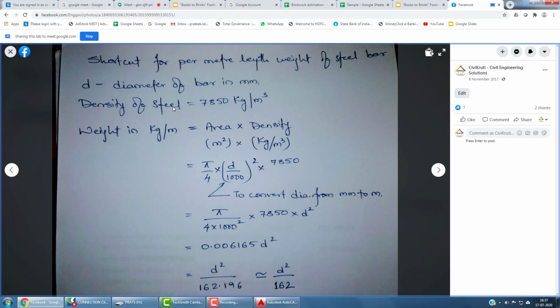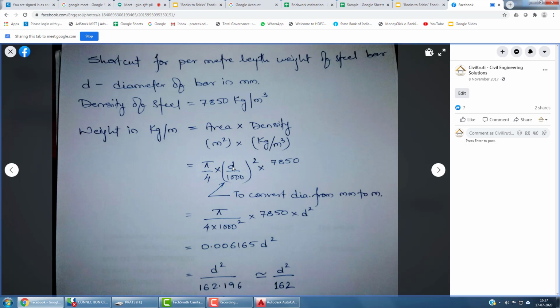D is the diameter of the bar. Density of steel is 7,850 kg per meter cube. As we know, weight in terms of kg per meter is area into density. Area is in meter square, density in kg per m cube. So basically the area of one bar is pi by 4 into d square.